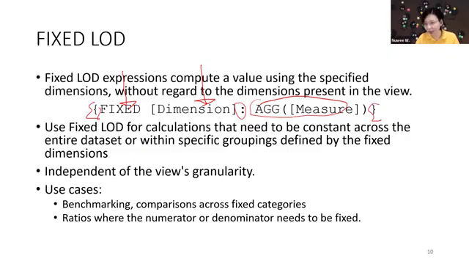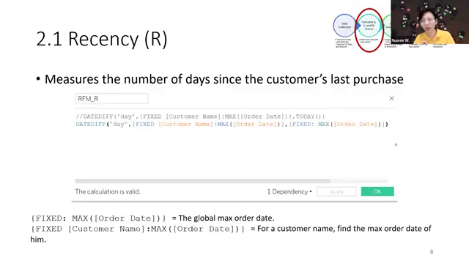So let's get back to our recency. In this case, we want first to compute for each customer, right? For each customer, that means no matter what we group by in the view, we want to group by customer name to calculate this. So we will use FIXED customer name. That means it will calculate by customer name. What do you want to do? You want to calculate recency, right?